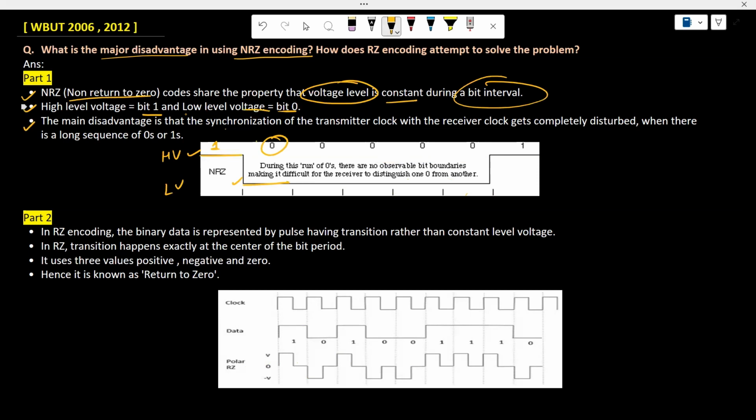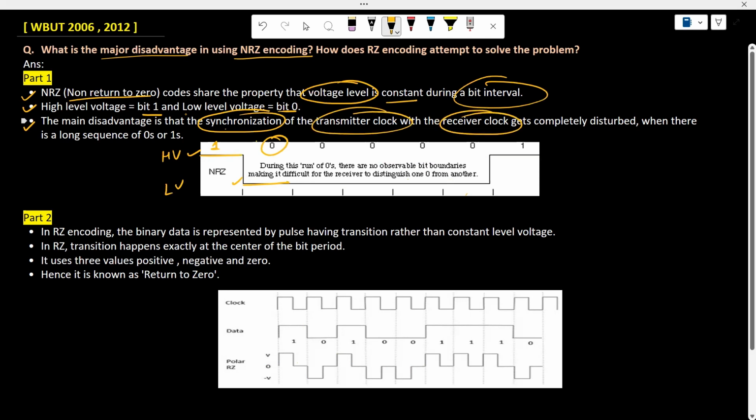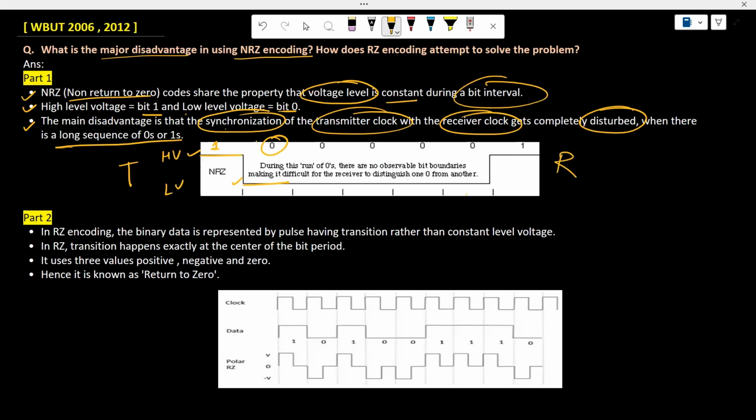The main disadvantage is that the synchronization of the transmitter clock with the receiver clock gets completely disturbed. It gets disturbed when there is a long sequence of zeros or ones. That means this is transmitter sending the signal, this is receiver receiving the signal. In this we can see there is a long run of zeros, right? When receiver receives the signal, at this point, receiver will come to know, yeah, now zero is starting. And till this point, receiver will know that, yeah, it was zero.